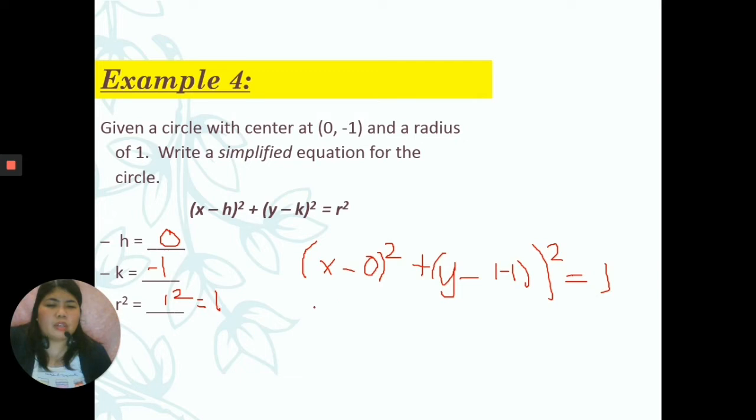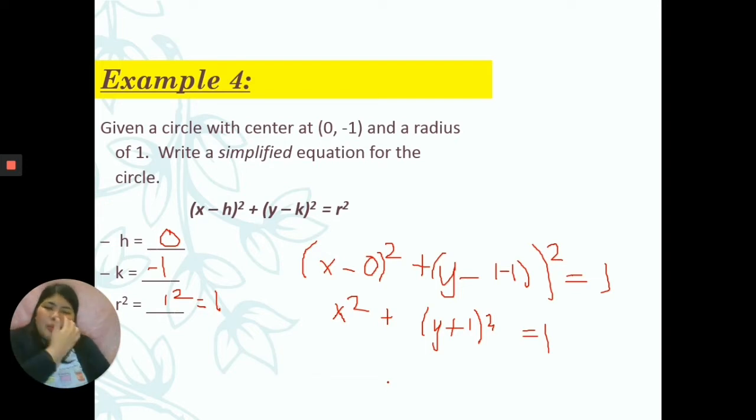So your answer would be x squared plus, negative times negative is positive, so y plus 1 squared equals 1. This is now your answer. So the final answer is x squared plus y plus 1 squared equals 1.